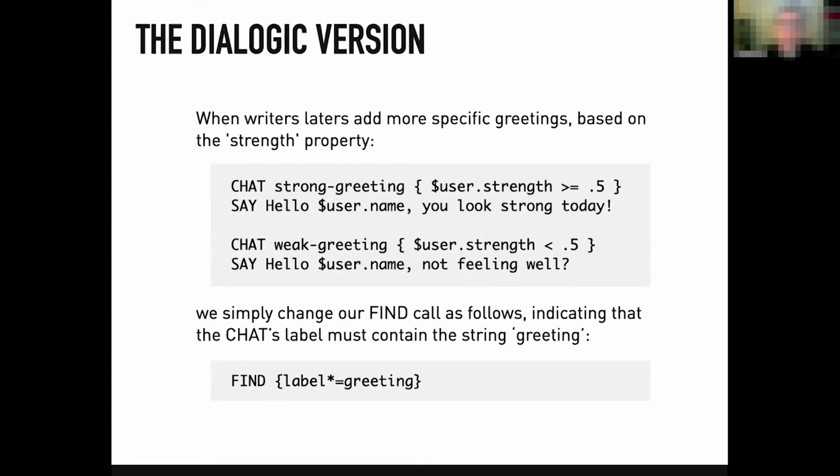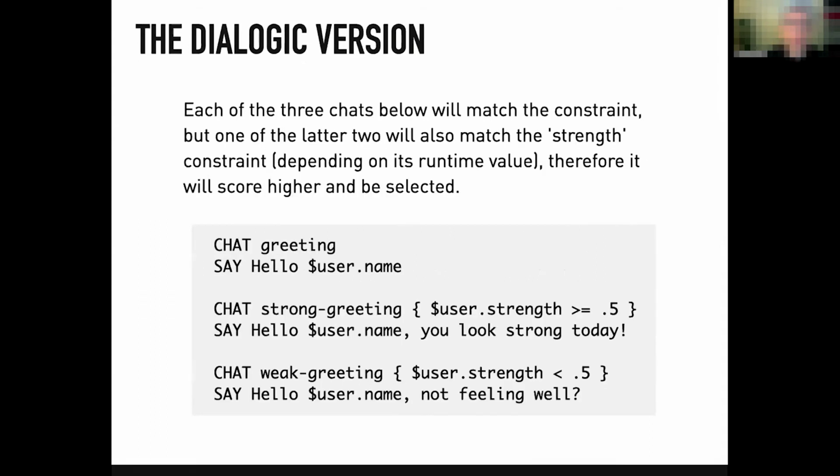So we have more specific greetings being added, and we simply change our find call as above, indicating that the name of the chat must match the string greeting. You can see the code developing here. Each of the 3 chats shown will match this constraint, but one of the latter 2 will also match the user strength constraint. Therefore, it will score higher and be selected, all things being equal otherwise.